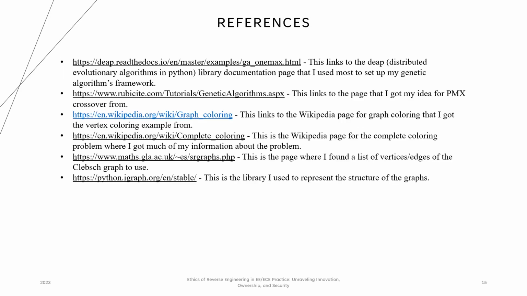Finally, this last slide shows some of my references I used for this project. Notably, one reference is on here that isn't in my references in my report for this project, and that is the reference to the Wikipedia page about graph coloring. I included that on this presentation because I got the example image of a vertex coloring from that page.